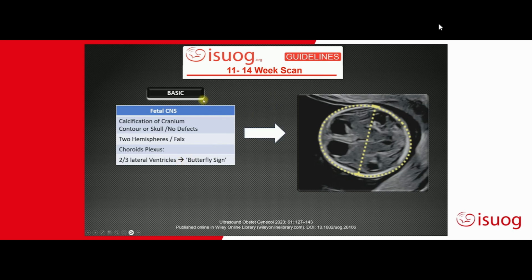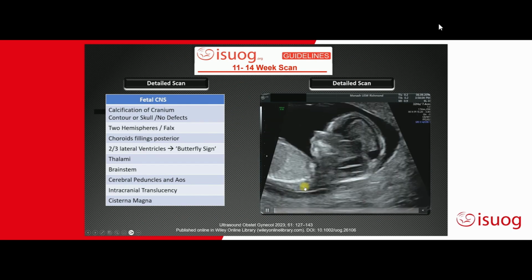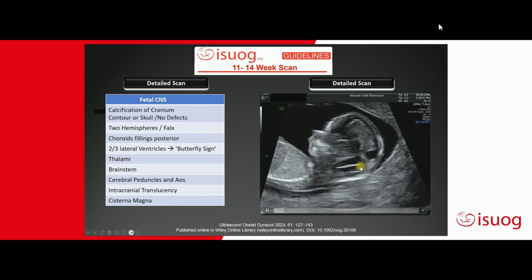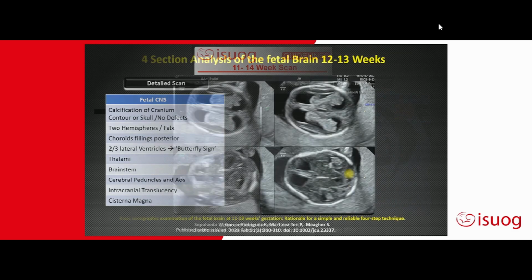The ISUOG guidelines are divided into a basic assessment of the brain to the detailed assessment of the brain. If you want to detect 2/3, you really need the detailed assessment. These are the landmarks listed in the ISUOG guidelines in a detailed assessment, and there are two key planes: one, sagittal, and two, axial. When you look in the sagittal assessment of the brain, you're looking for the landmarks of the brainstem, which is the largest, the fourth ventricle, intracranial translucency, intermediate, and the smallest black space here is the cisterna magna. Important to observe all of these.